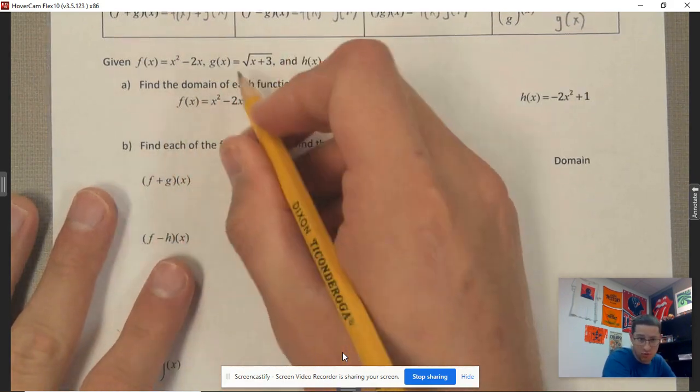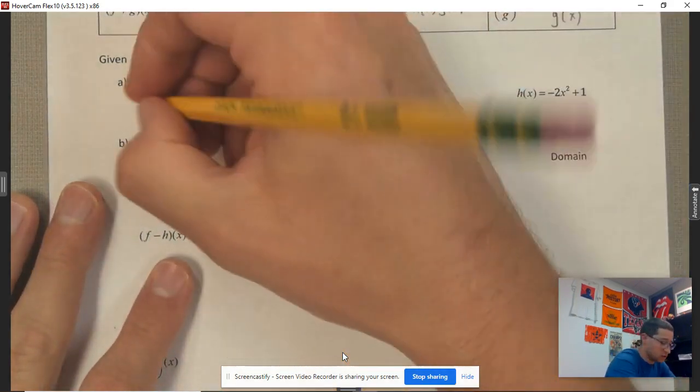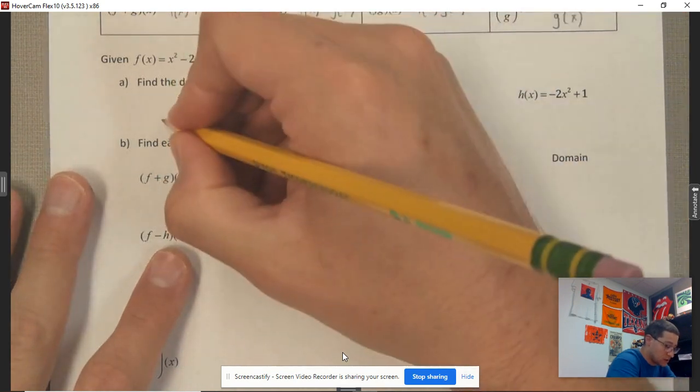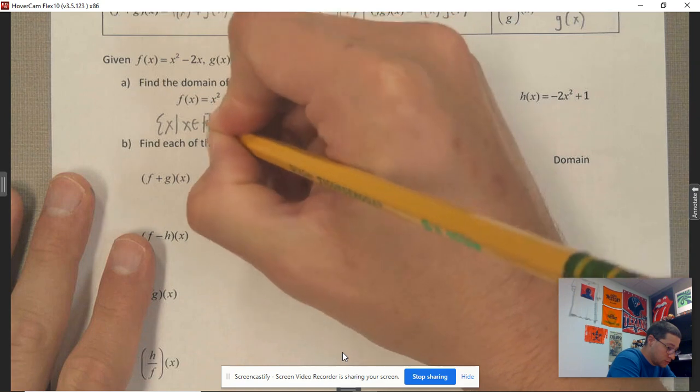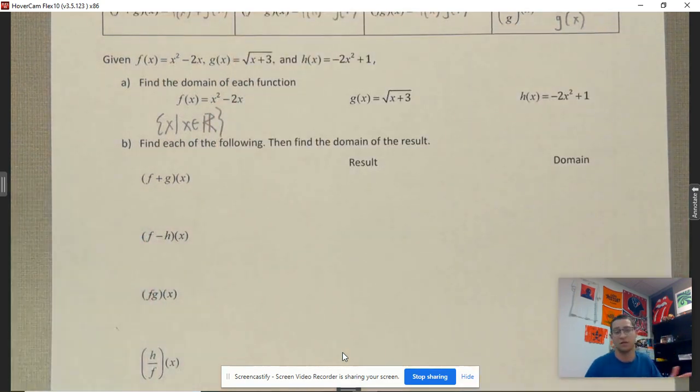No square root or rational here, so this is going to be x such that x is all real numbers. Or you could do negative infinity to positive infinity if you wanted interval notation, but I just did set builder. It's just a little easier.